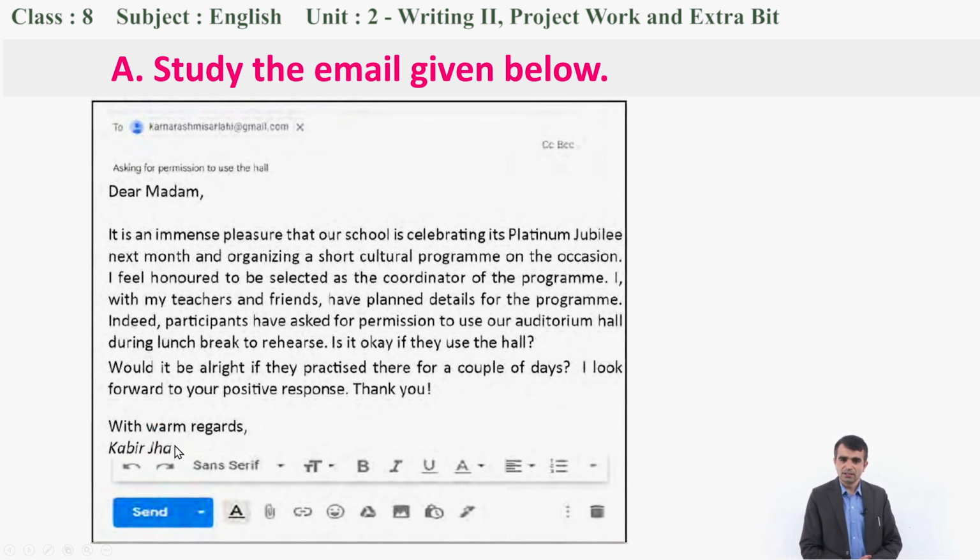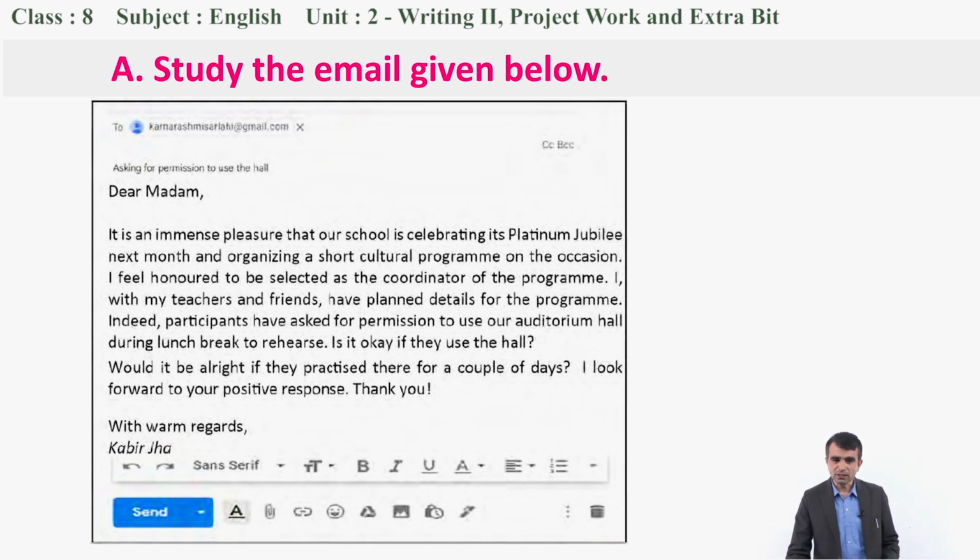Now, here, one request email is written. We talked about what an email is just before I asked you the question. This is an email. Email means letter in electronic form. Now, this is the structure of writing an email. As you are going to write another email, learn the meaning of this email and learn the structure of writing an email.